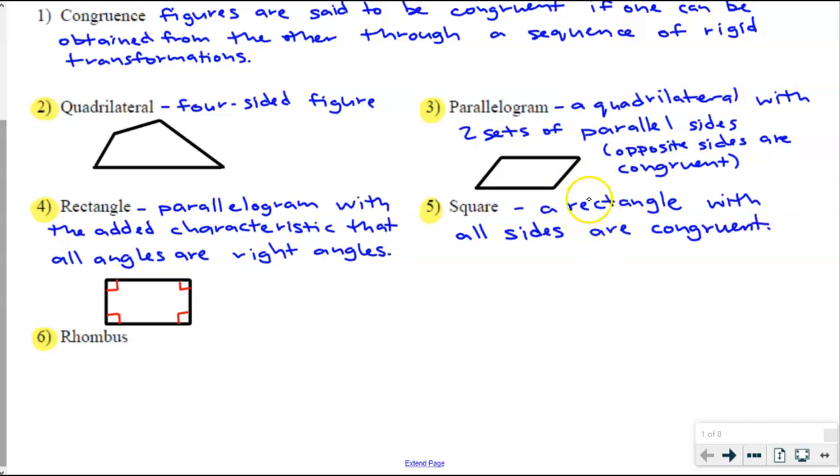Now this information of all the angles being 90 degrees is already part of it being a rectangle, but probably still worth mentioning anyway. It is a rectangle. That means it has 90-degree angles with all sides congruent. So let's put in parentheses, since it's a rectangle, all angles are right angles.